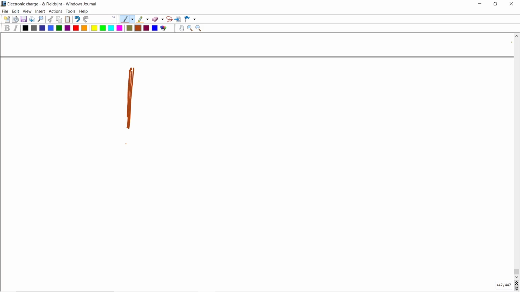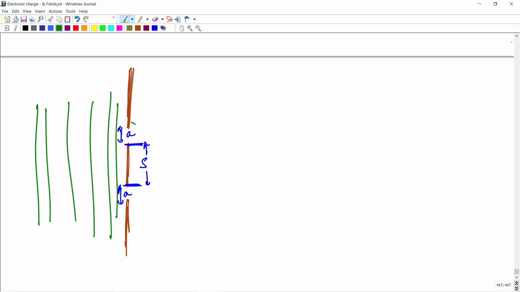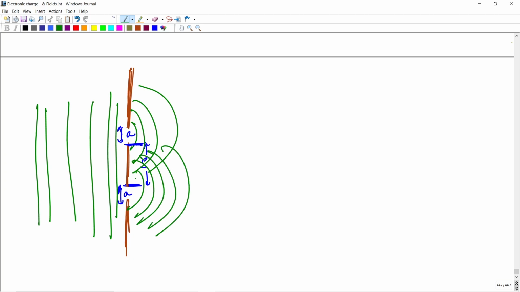Suppose in double slit interference we take two gaps here, with a small separation, and there is a single source. So they are in the same phase. So they are coherent sources, and coherent sources produce interference.